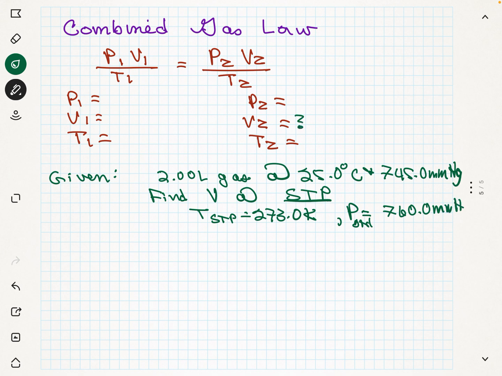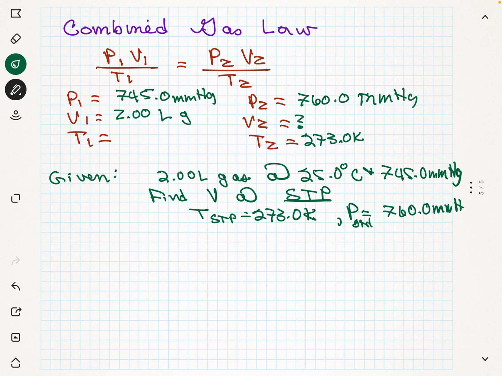This is my unknown. This is 273.0 Kelvin, 760.0 mmHg. This is 745 mmHg, 2.00 liters, and what was this one? 298, I believe. Yes, 298.0 Kelvin. And we got that by taking 25.0 plus 273.